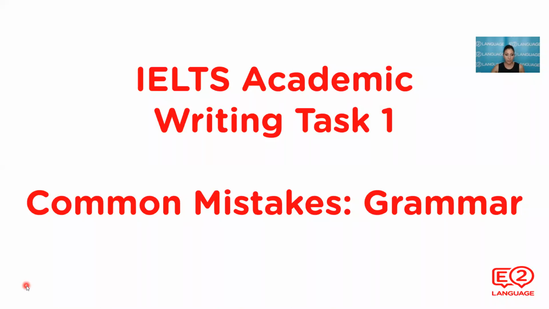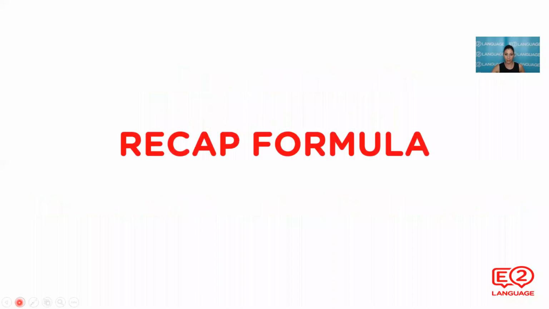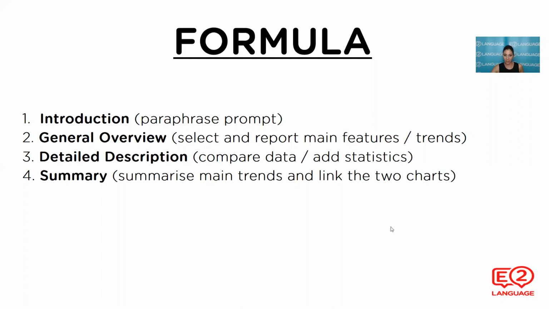All right, so let's first have a look at how the academic writing task 1 is written. So, a quick recap of the formula. By now you guys should have this memorized. So we start off with an introduction, which is a paraphrase of the prompt that you get with the task.